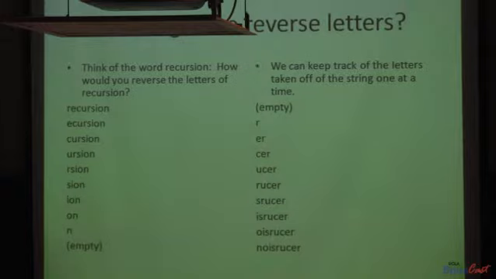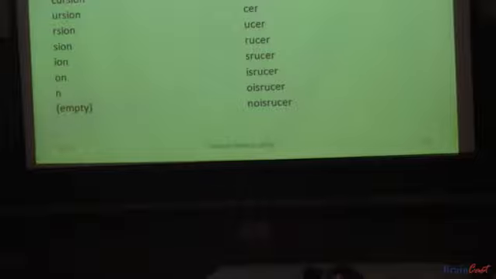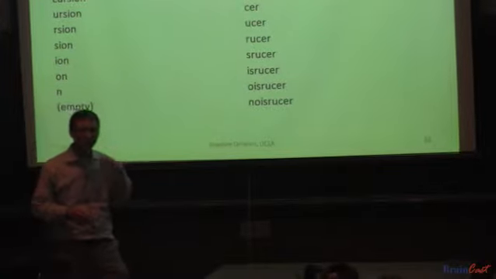Now, what is this? So what do those 2 columns mean to you? How would you interpret those? Look at the second line. We have recursion on one side and r on the other side. So what did I do to get the r on the other side? I took away the first letter, and I'm left with recursion.